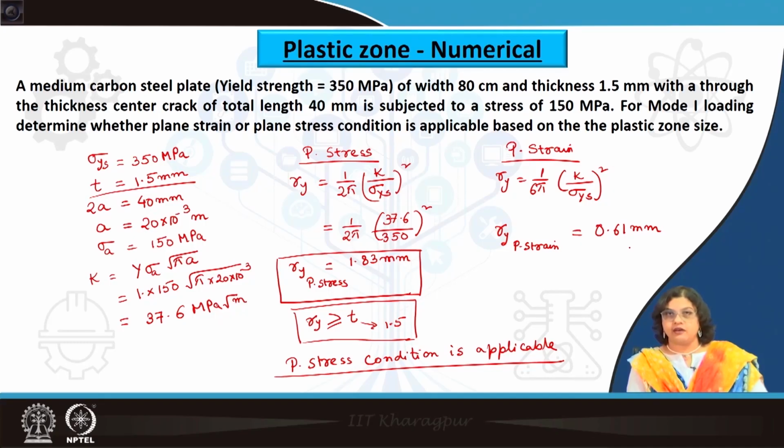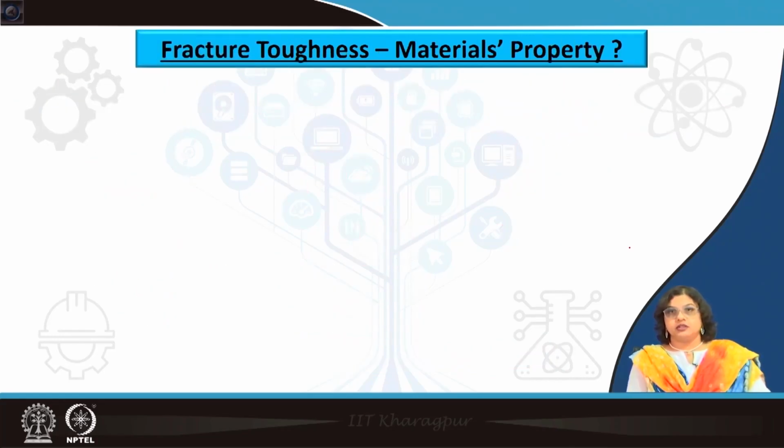Often we need to have the component running under either plane strain or plane stress condition, because of the fact that we know that the value of the fracture toughness does vary if we are talking about plane strain condition or plane stress condition. So, to keep that into account, we need to understand this and to appreciate this beforehand. Okay. So, then comes the most important question: is fracture toughness certainly a materials property?